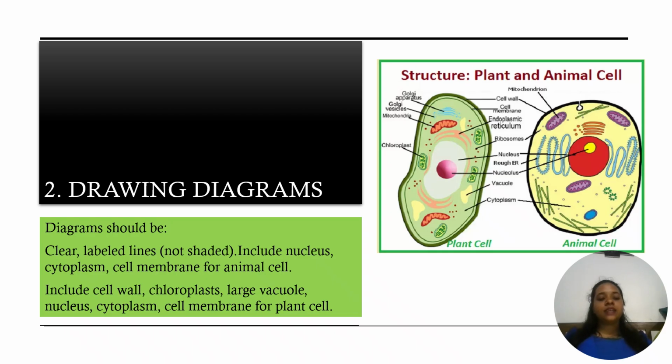All right, you have to include the cell wall there. Chloroplasts are also there. A large vacuole should be there. Nucleus is there. Cytoplasm is there. Cell membrane for plant cells is there. So what is chloroplast? Chloroplast is something we need for natural food production. So it is visible only in the plant cells. So here the green things are called chloroplasts.